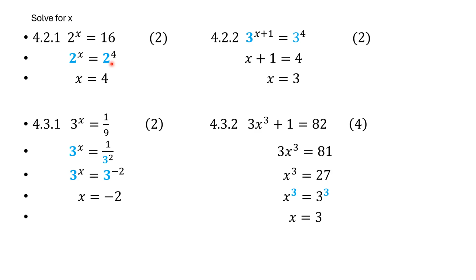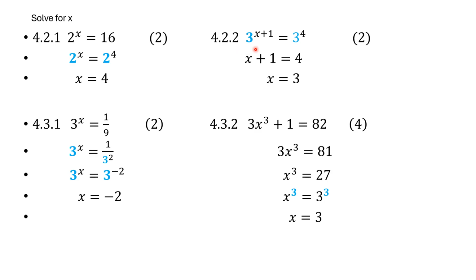16 can be written as 2 to the power 4. So 2 times 2 is 4, times another 2 gives me 8, times another 2 gives me 16. So therefore 16 is 2 to the power 4. Now you see they have highlighted in blue. So now my bases are the same. They both base 2, so I can drop them. Therefore x equal 4. So one mark there for making the bases the same and another mark for getting x equal to 4.